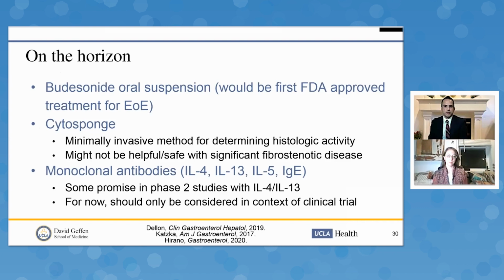Also, there have been a number of monoclonal antibodies that are being assessed, including IL-4, 13, 5, and also IgE. There have been phase 2 studies, particularly with regard to IL-4 and IL-13, that have shown some promise. However, because there has not been enough evaluation into this right now, AGA guidelines recommend that this should only be considered in the context of clinical trials.